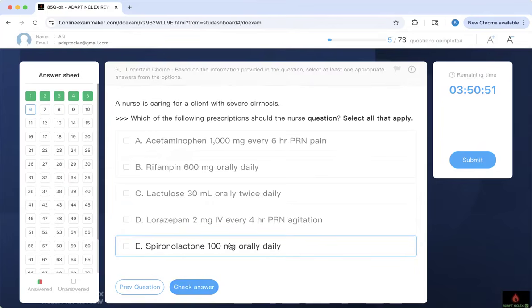And this is for a client with severe cirrhosis. For each of the following prescriptions, the nurse should question. Select all that apply. Acetaminophen, 1,000 milligrams every 6 hours. Rifampin, 600 milligrams orally daily. Lactulose, 30 milligrams orally twice daily. Lorazepam, 2 milligrams IV every 4 hours PRN agitation. Spironolactone, 100 milligrams orally daily.